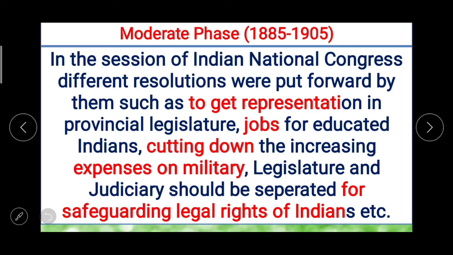They had a hope that if we demand through constitutional methods, then the British will give justice to our demands, and in that Gopal Krishna Gokhale, Firoz Shah Mehta, Surendranath Banerjee were all moderate leaders. In the session of Indian National Congress, different resolutions were put forward by them, such as to get representation in provincial legislature, jobs for educated Indians, cutting down the increasing expenses on military. Legislature and judiciary should be separated for safeguarding legal rights of Indians.